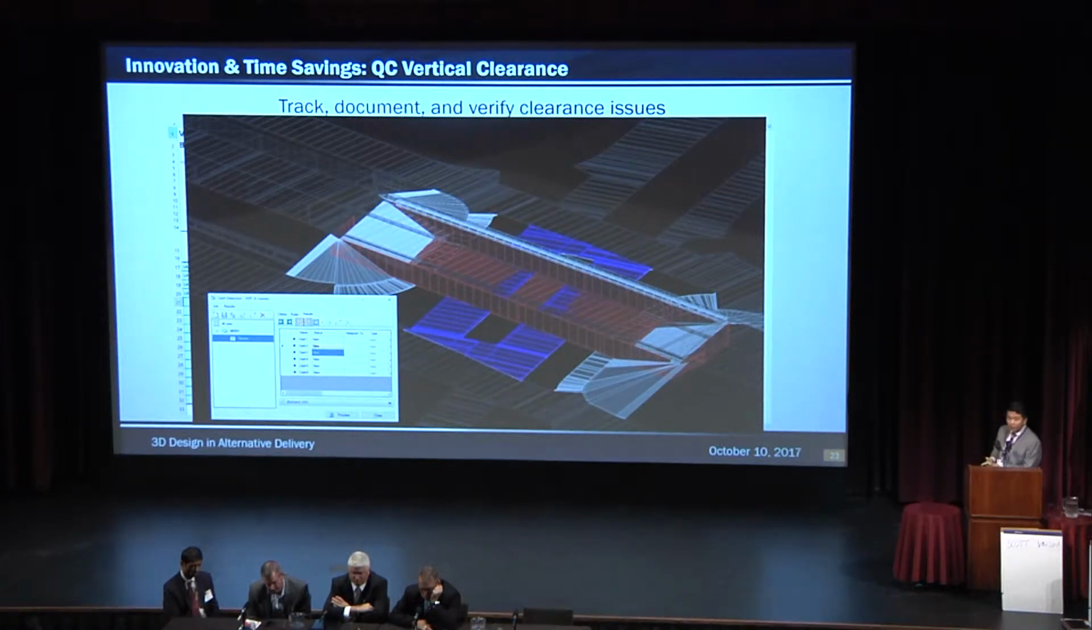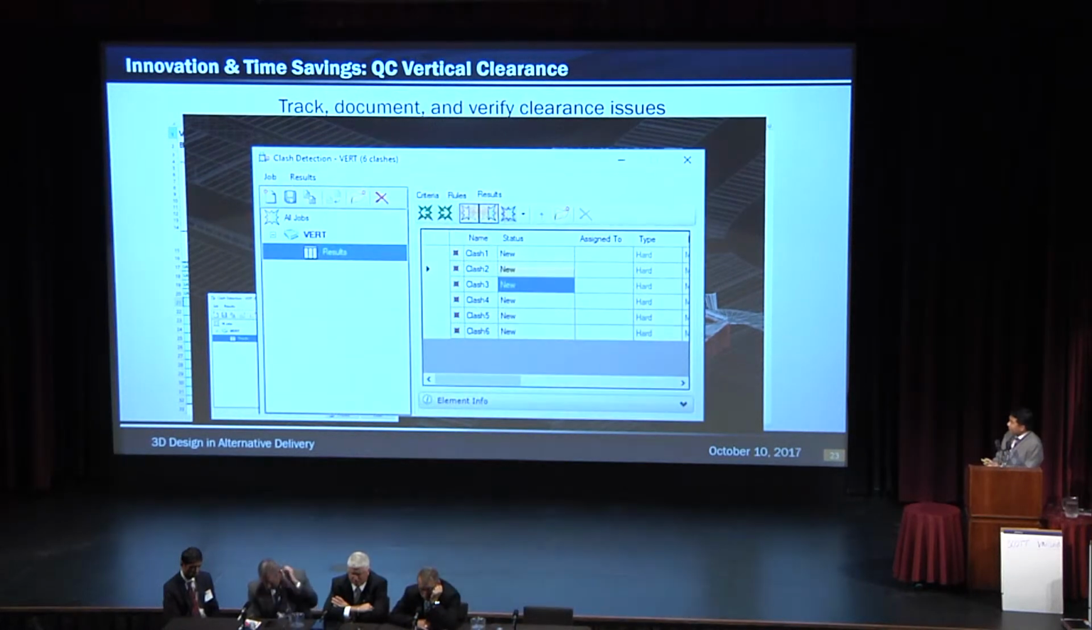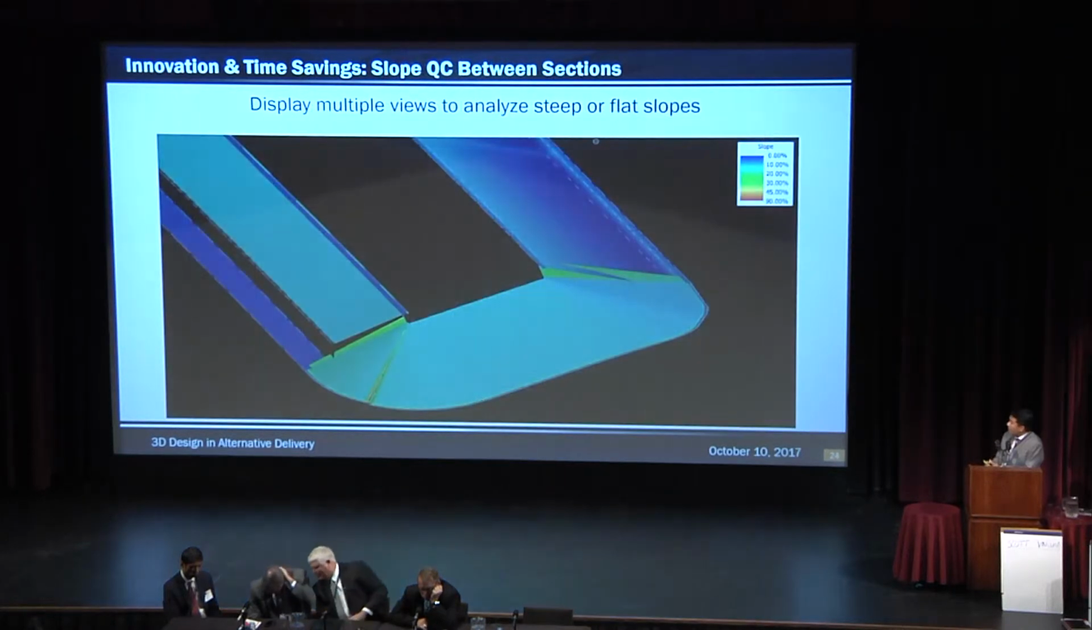If we change our profile, if we change our super elevation, we can see immediately if we're going to run into these vertical clearance issues. It could be vertical, or it could be horizontal, but it allows us to see the entire environment all at once. And as you can see here, we can keep track of it: new, old, resolves. We can display the model in different formats and different views to help us serve our needs.